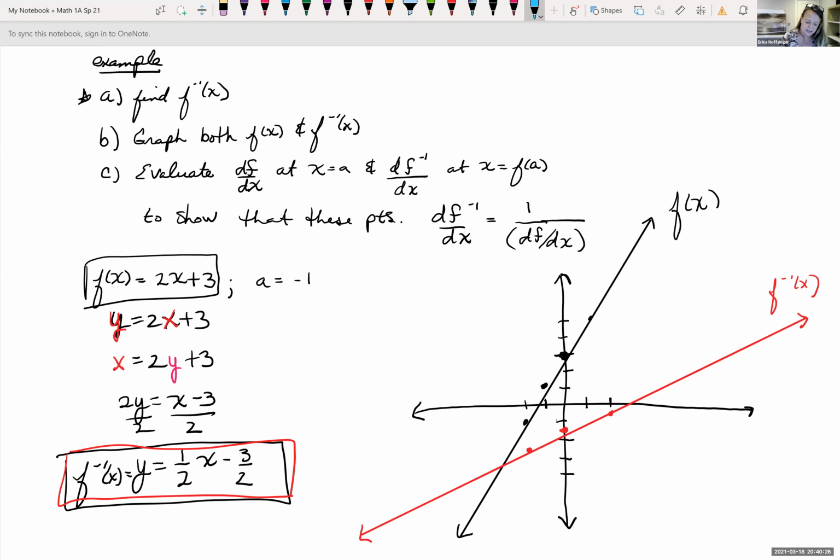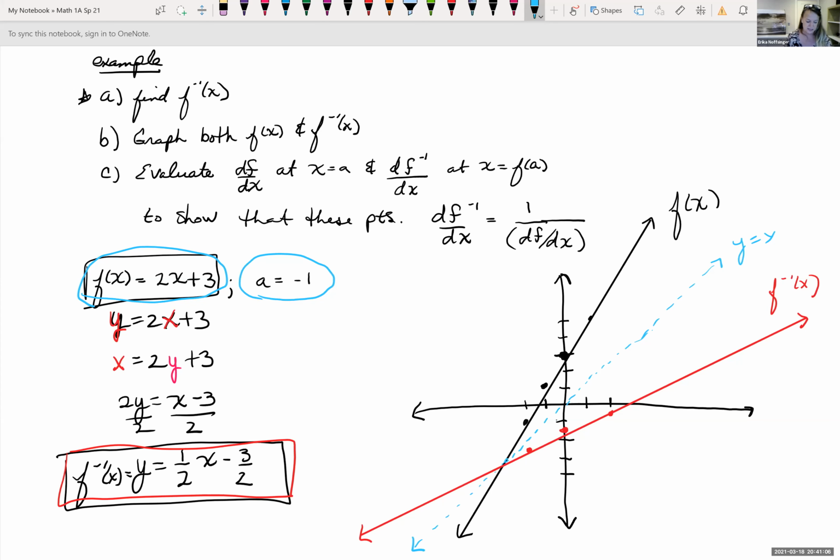And like I said, if you notice, this should be a reflection across the line y equals x. So if you folded that paper along that dotted line, they would be laying on top of each other. Okay, so now we want to evaluate the derivative of f of x at x equals a. We want to look at the derivative of f of x at x equals -1.